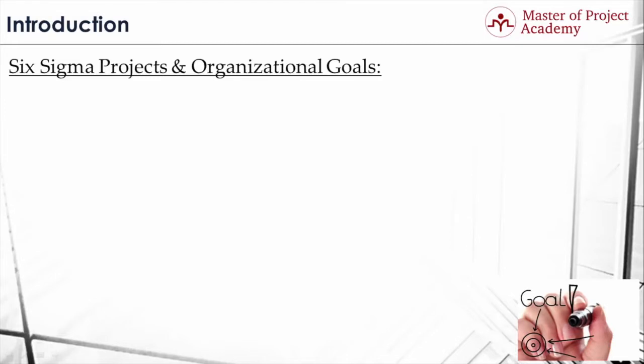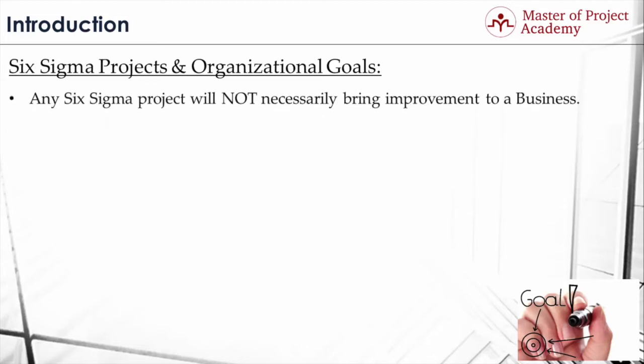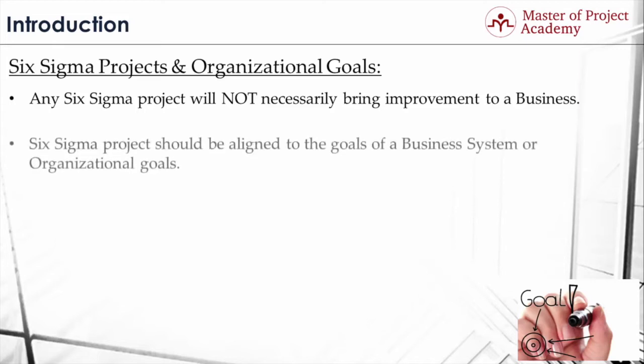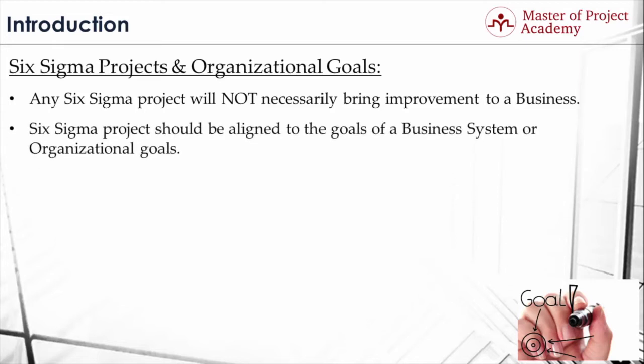Six Sigma projects and organizational goals. In a Six Sigma project, members of an organization are assigned specific roles to play. This highly structured format is necessary in order to implement Six Sigma throughout the organization. Any Six Sigma project will not necessarily bring improvements to a business. A Six Sigma project should be aligned to the goals of a business system, or organizational goals. Six Sigma projects must align to the organizational goals, short and long term.